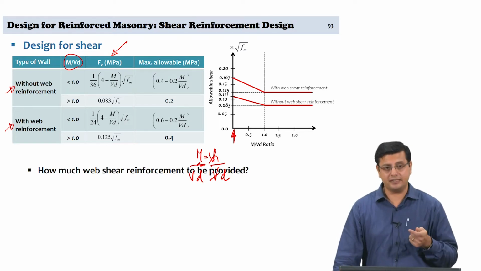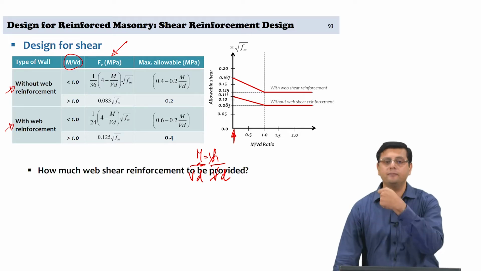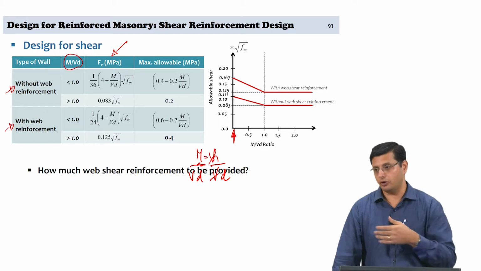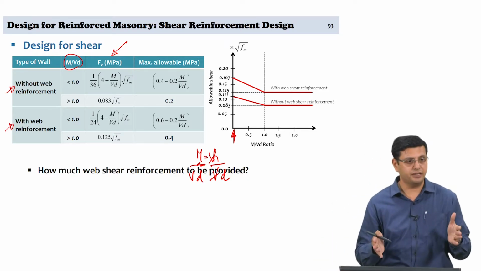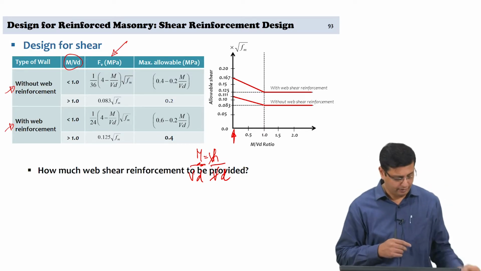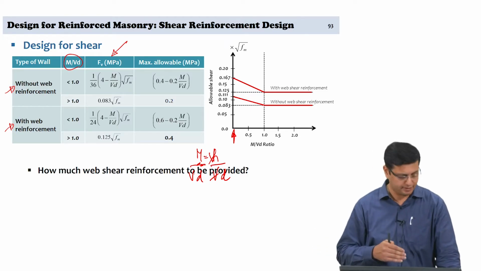You have the dowel action that can actually resist shear, and then the shear reinforcement that you would provide, and the tension resistance of the shear reinforcement also would contribute to the shear resistance. So, it is a rather complex mechanism as far as shear design is concerned. However, the approach that is adopted in provision of shear reinforcement in masonry is rather simple.